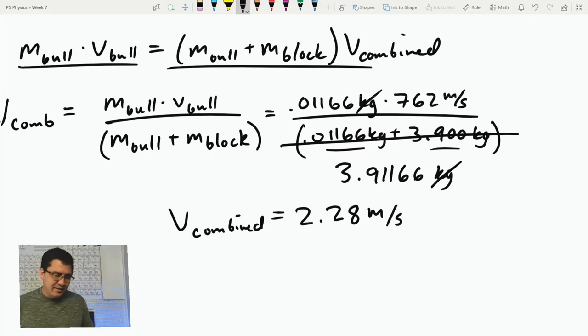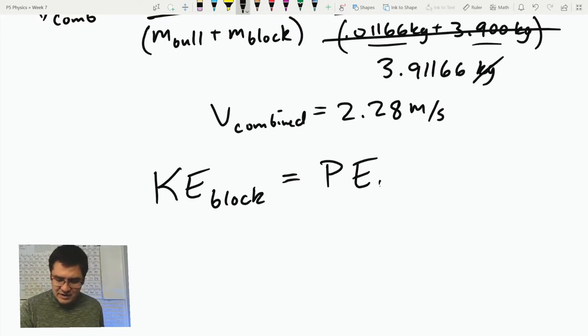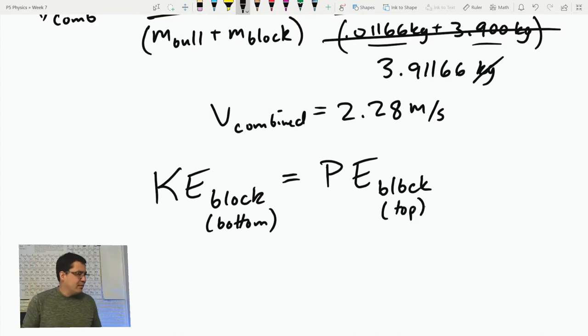And you're like, well, okay, why is that useful? Well, what happens to that block as it swings, it converts its kinetic energy to potential energy. So now we're going to say the kinetic energy of the block is equal to the potential energy of the block. And I could say this is at the bottom of its swing, and this is at the top of its swing. Another way to say it is the change in the kinetic energy as it goes from, so it's moving fast at the bottom, and then it stops up at the top. That change in kinetic energy plus the change in height potential, gravitational potential, has to be zero. But solving for it, we just say the kinetic energy is being transferred to potential energy.